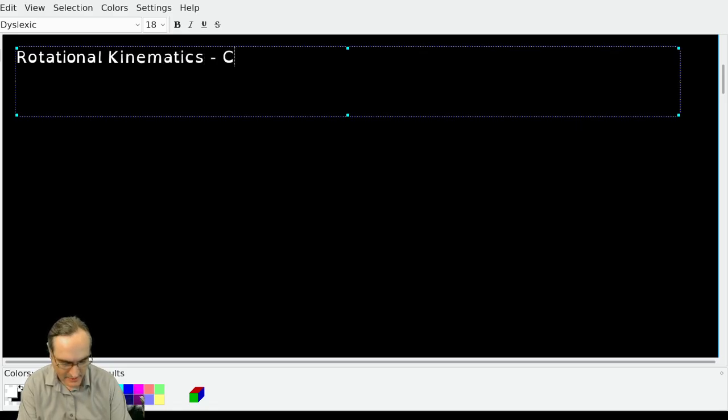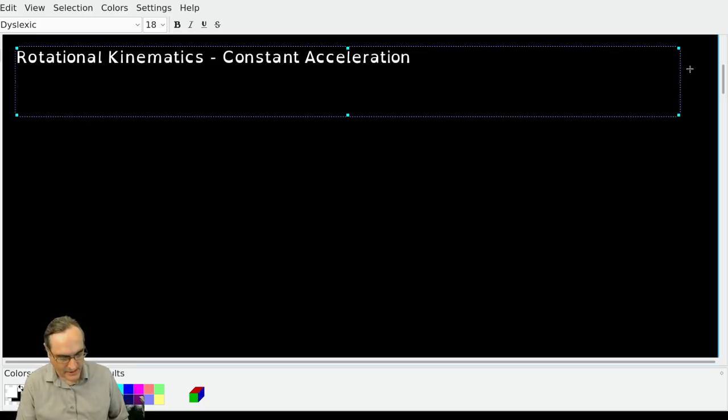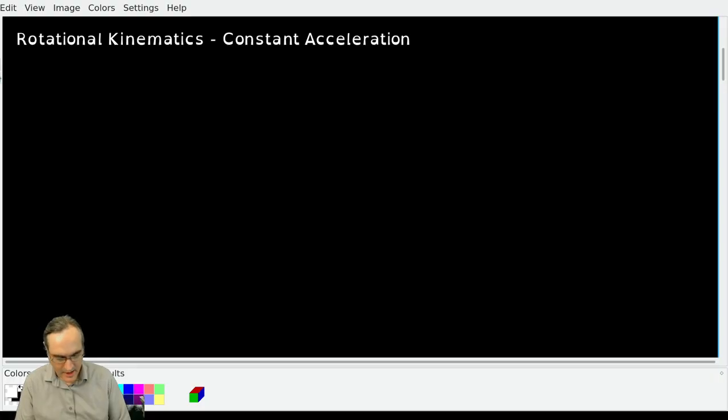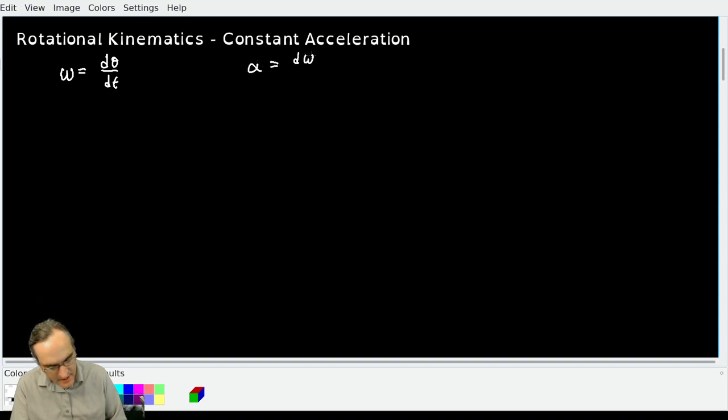Rotational kinematics. Cases where we have constant angular acceleration. We actually start from the same point because I'm going to go through and derive the equations. So for that, we have omega is d theta dt, and alpha, by definition, is the derivative of omega with respect to t. So we're going to use that second one and start from there.